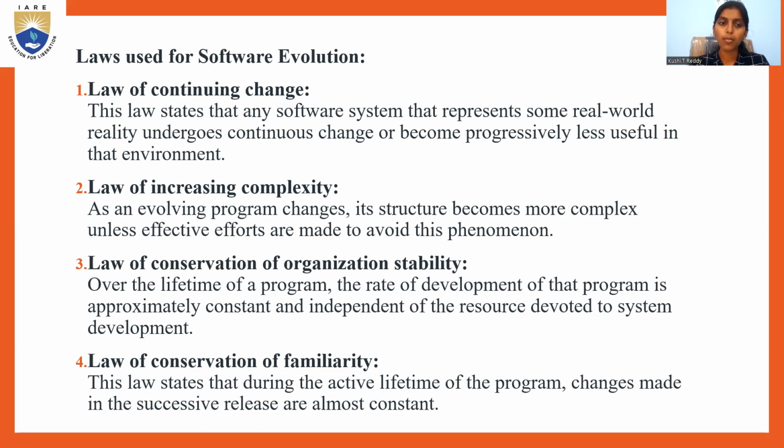Next is the law of increasing complexity. As an evolving program changes, its structure becomes more complex, unless effective efforts are made to avoid this phenomenon. Next is the law of conservation of organizational stability. Over the lifetime of a program, the rate of development of that program is approximately constant and independent of the resources devoted to the system development. The next law is the law of conservation of familiarity. This law states that during the active lifetime of the program, changes made in successive releases are almost constant.